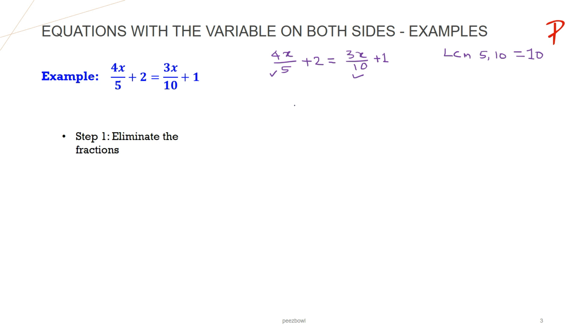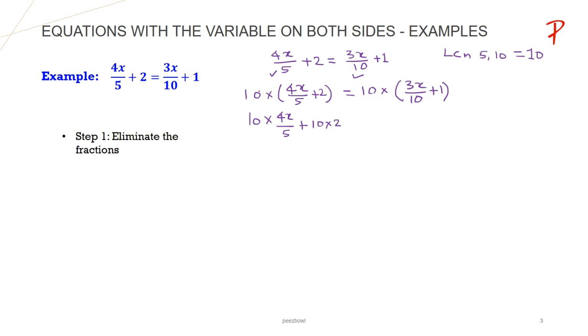On the LHS this is going to be 10 multiplied by 4x upon 5 plus 2. This is equal to 10 multiplied by 3x upon 10 plus 1, right? Let us simplify it. This becomes 10 multiplied by 4x upon 5 plus 10 multiplied by 2.